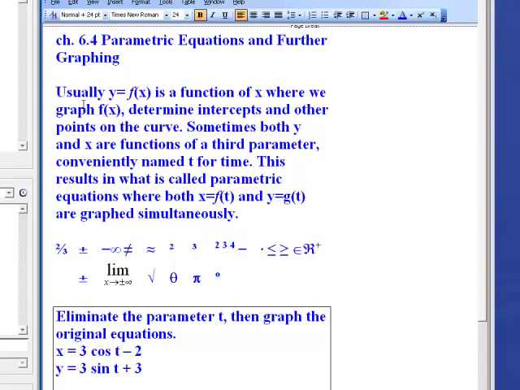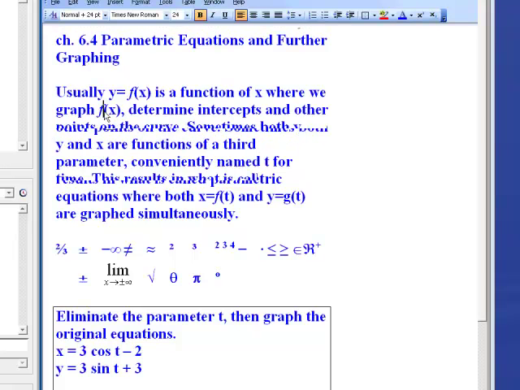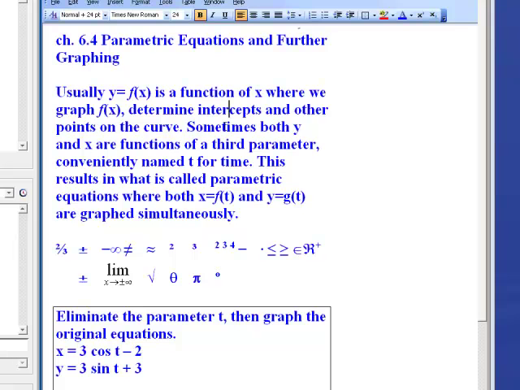Here, just a little introduction. Usually we graph the y-coordinate as the function of x. And so where we graph the function f, then we determine the intercepts and other points on the curve and do all kinds of things. However, sometimes both the y-coordinate as well as the x-coordinate are functions of yet another parameter, which may be called t, and sometimes that comes in for time.